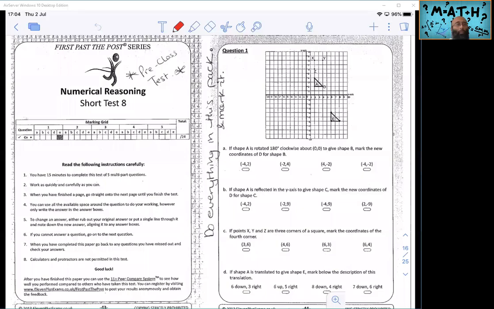Okay. Bismillah. Okay, folks, welcome back. We're looking at numerical reasoning short test 8 in preparation for the 11 plus. Let's have a look at the questions.